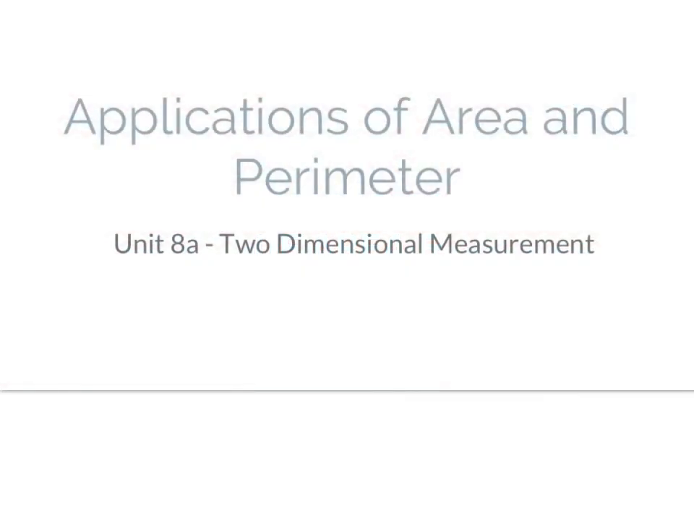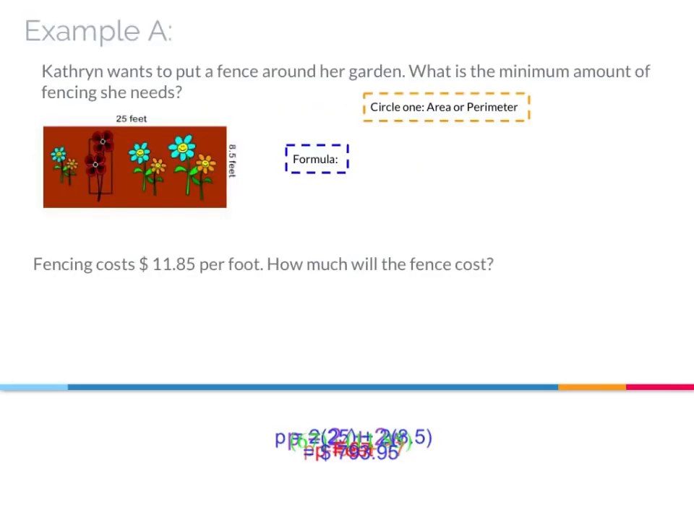Today we will be continuing our 2D measurement unit by talking about applications of area and perimeter. Example A says that Catherine wants to put a fence around her garden. What is the minimum amount of fencing she needs?